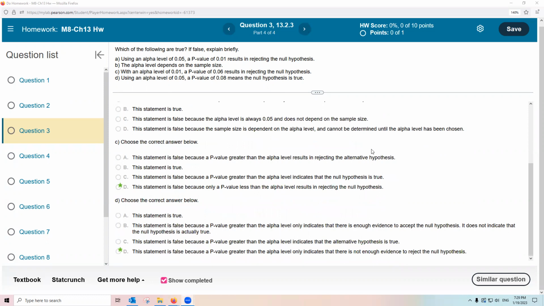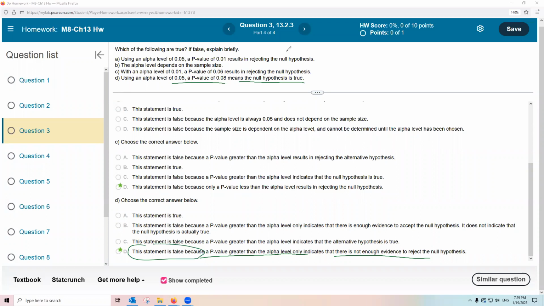It says using an alpha level of 0.05, a p-value of 0.08 means the null hypothesis is true. Well, again, we can never make a statement like the null hypothesis is true, because remember, we're only basing this on sample data. All we can say is a p-value greater than alpha only indicates there's not enough evidence to reject the null hypothesis. So this statement is false.